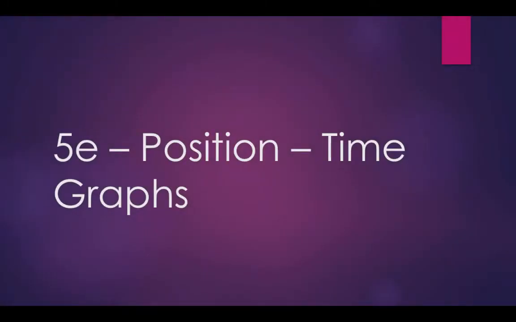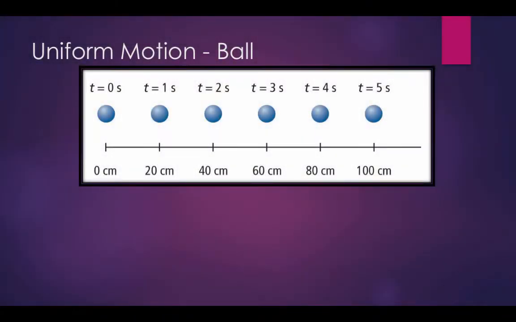5e, position time graphs. Recall our uniform motion ball rolling from a few lessons ago. At time 0, the ball is at the start. At time 1, its position or location is 20 centimeters to the right. 2 seconds is at 40 centimeters to the right. At 3 seconds, it's at 60 centimeters to the right. At 4 seconds, it's at plus 80 centimeters. And at 5 seconds, it's at plus 100 centimeters, or 100 centimeters to the right.